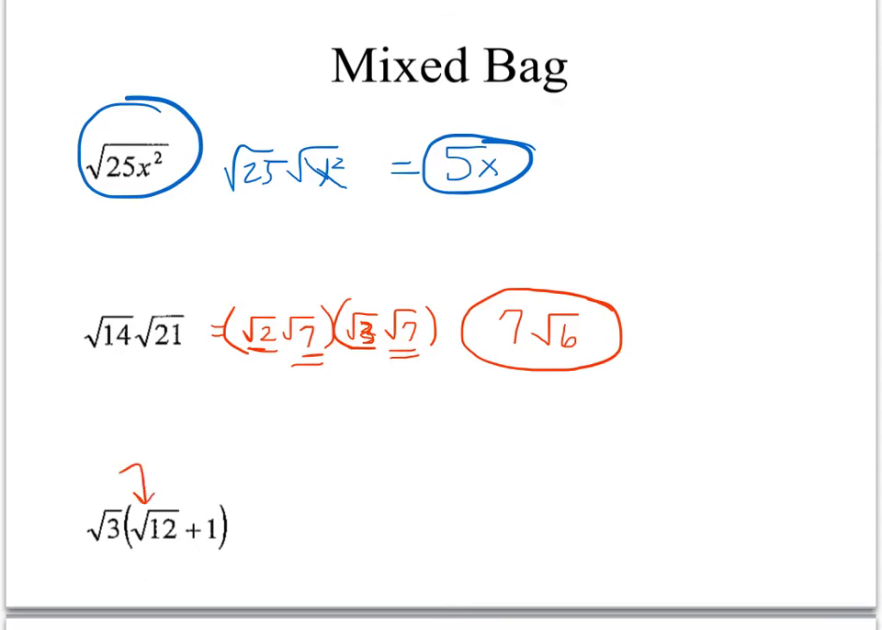Third problem here, root 3 times root 12 plus 1. We're just distributing here, fellas. I'm going to multiply root 3 times root 12, which is root 36, plus root 3 times 1 is 1 root 3. And of course, that's equal to 6 plus root 3, because the square root of 36 is, of course, 6. And those are 3 mixed bag problems. More to come.